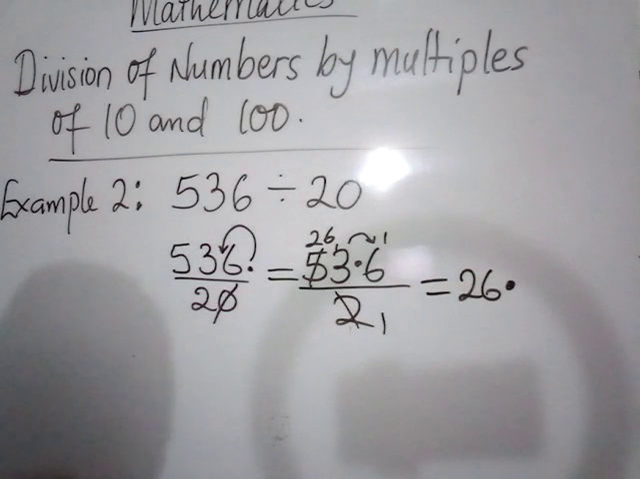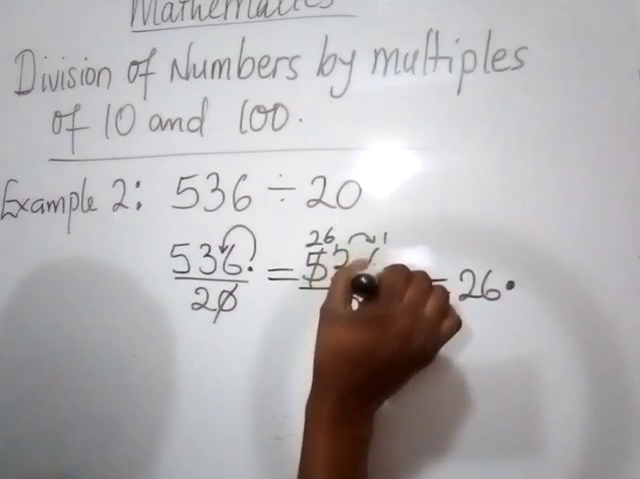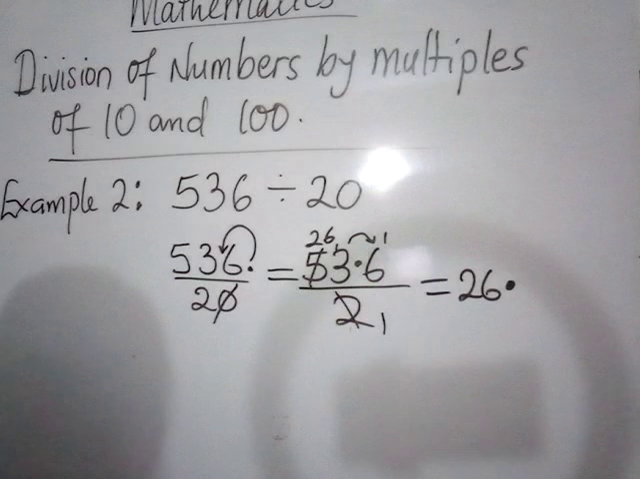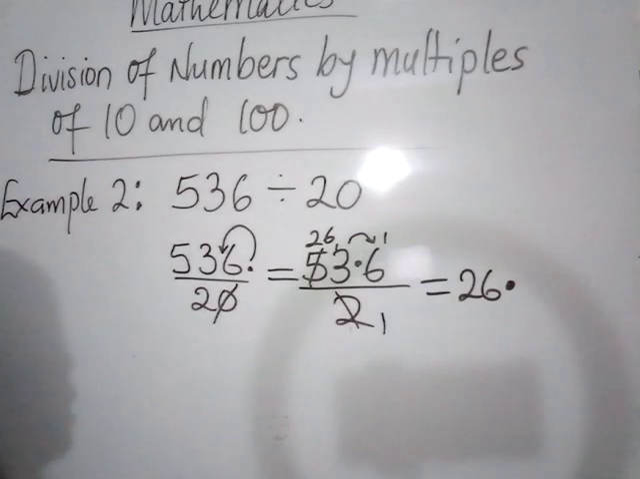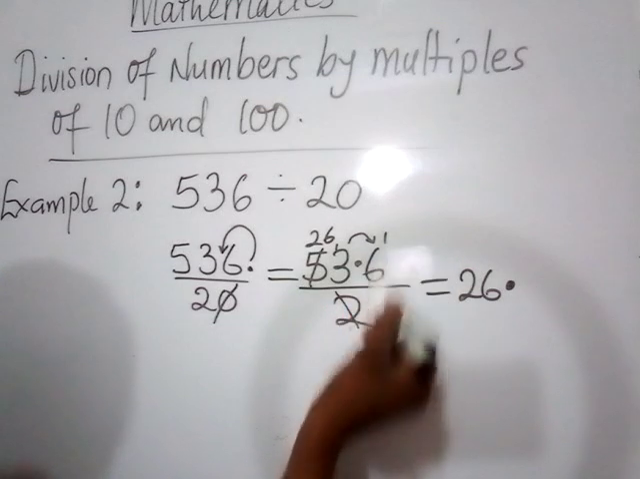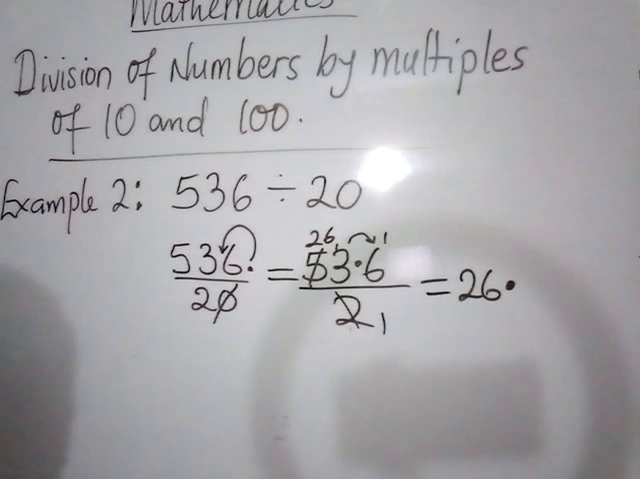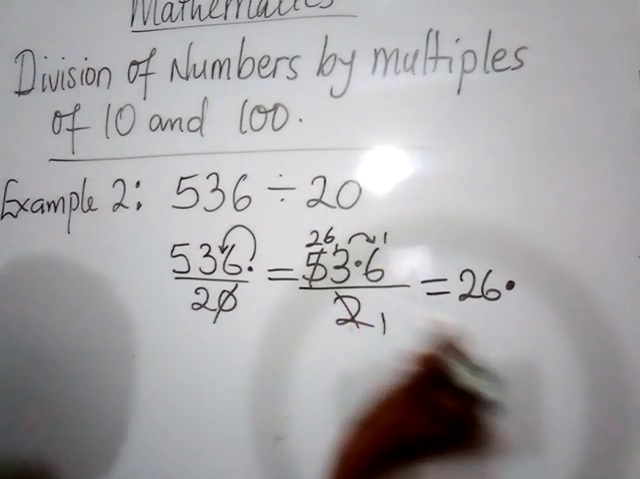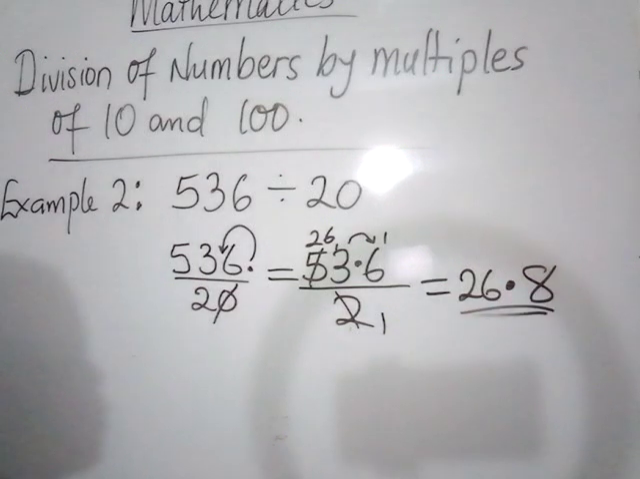Remember, your point is very important. So this 6 now, because there is a 1 that has been moved to this point, we call this a decimal number system because every number that you carry has the value of 10. So this 6 plus this one becomes 16. This one is a tens value. So this 10 plus 6 becomes 16. 16 divided by 2, that gives us 8. So your number is 26.8.